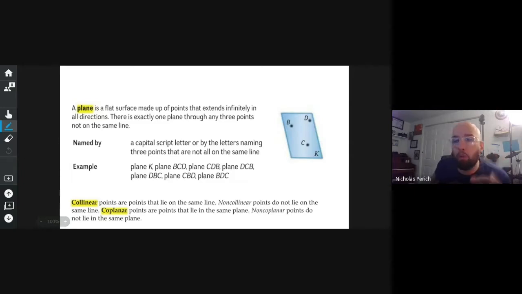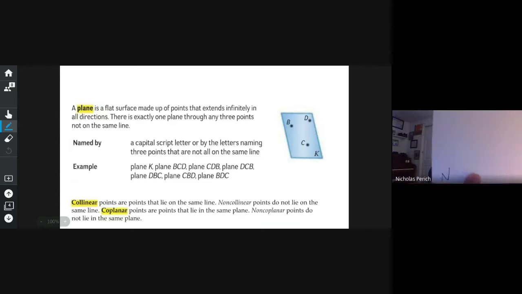So I want to make sure that you guys are understanding what a plane is. A plane is a flat surface. So this is my plane. I'm calling my plane plane N for Nicholas. That's my name. Okay, plane N. In reality, I should demonstrate this plane by taping a bunch of pieces of paper to it so that it looks like this plane is going on forever.